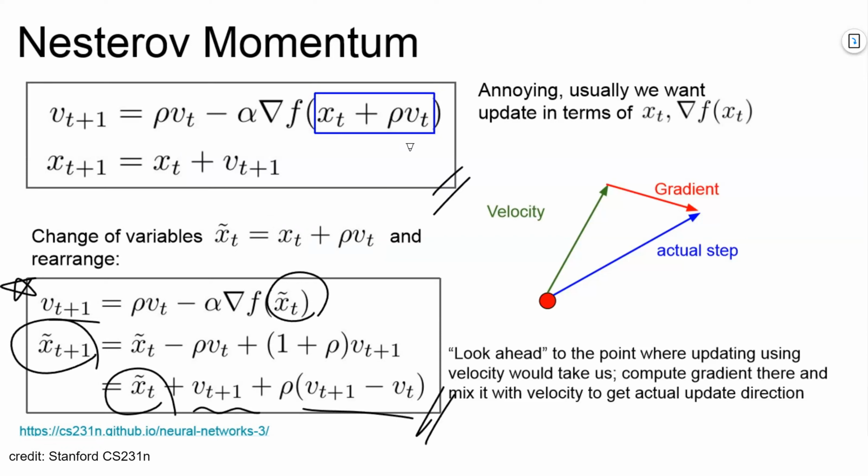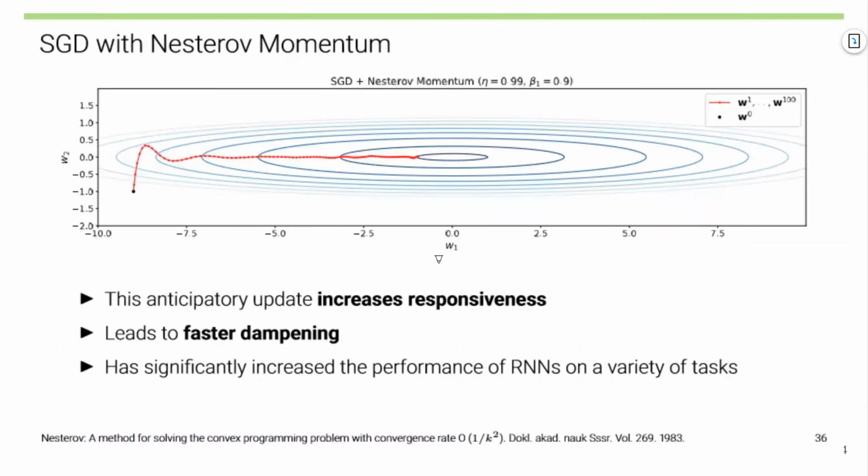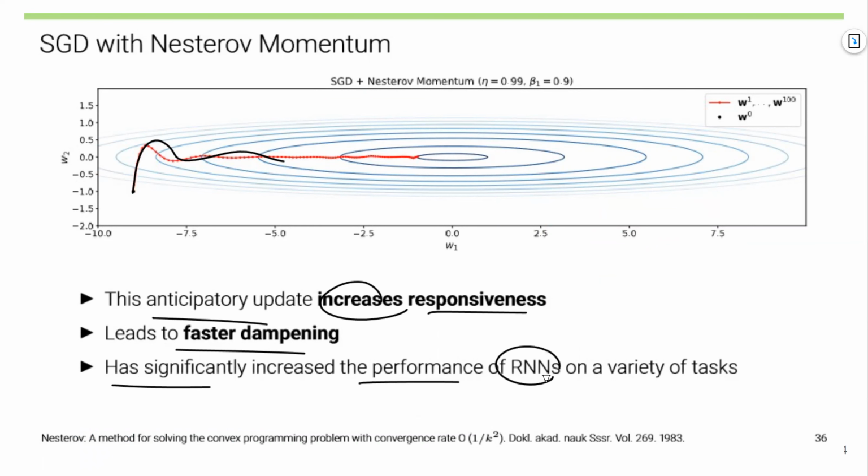When we actually implement our optimization algorithms, you will realize that this formulation makes much more sense. SGD with Nesterov momentum is much more damped than basic momentum. This anticipatory update increases responsiveness, leads to faster dampening, and has significantly increased the performance of RNNs on a variety of tasks.